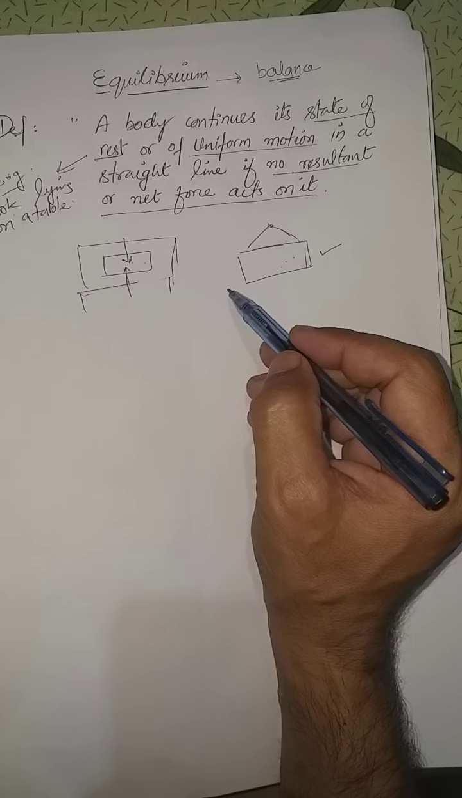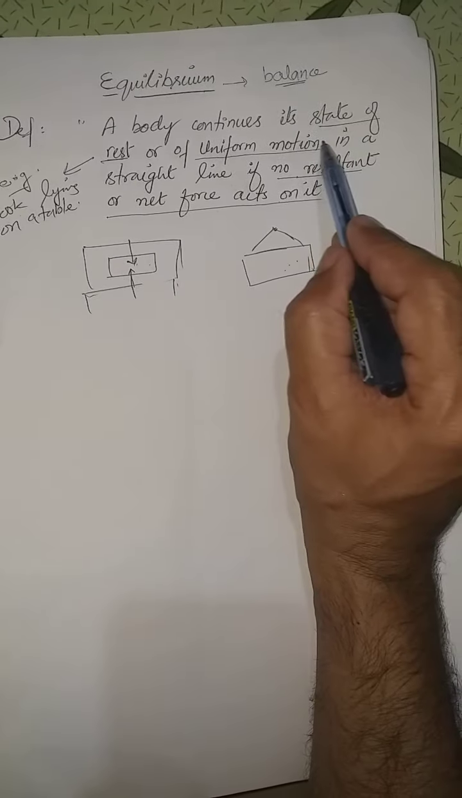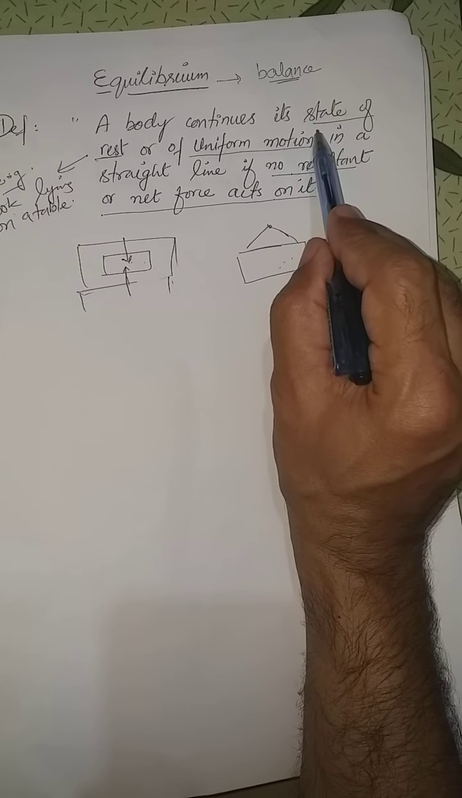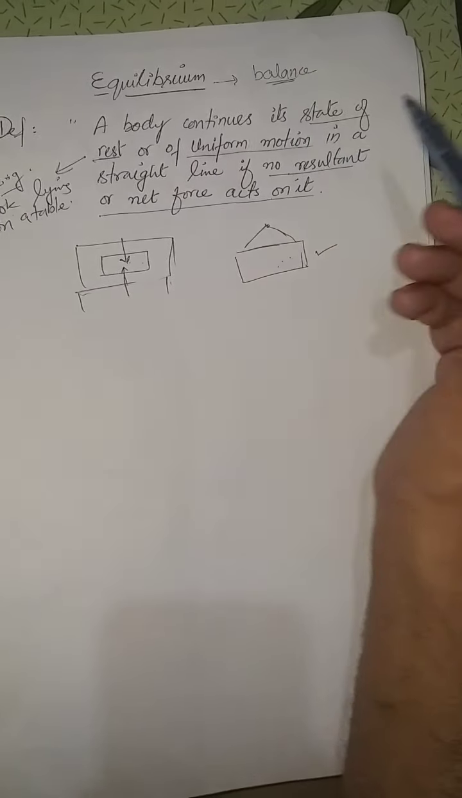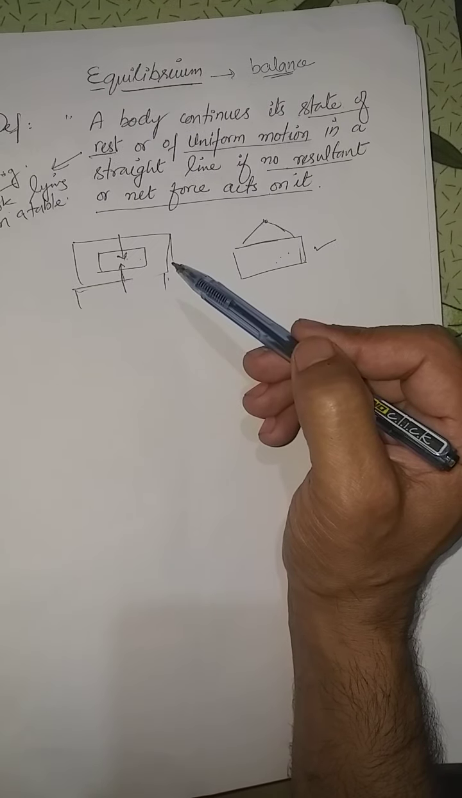You will tell me other examples of equilibrium of a body whose state is at rest, right? You will see different examples of them, and you have to tell me those examples.